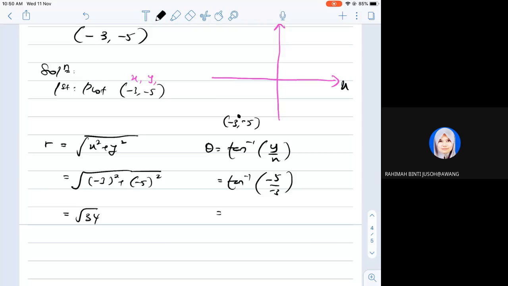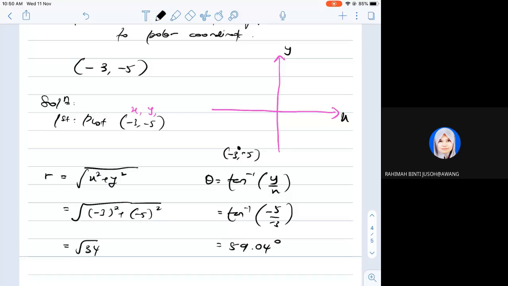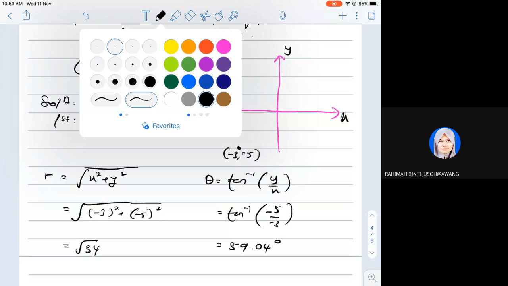How much did you all get? In degrees, it's okay. 59. Yes, 59.04 degrees, right?